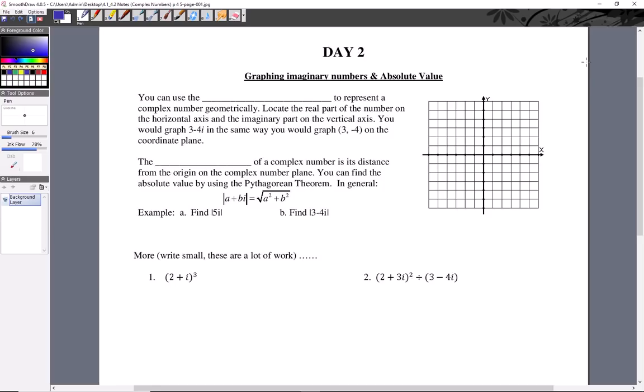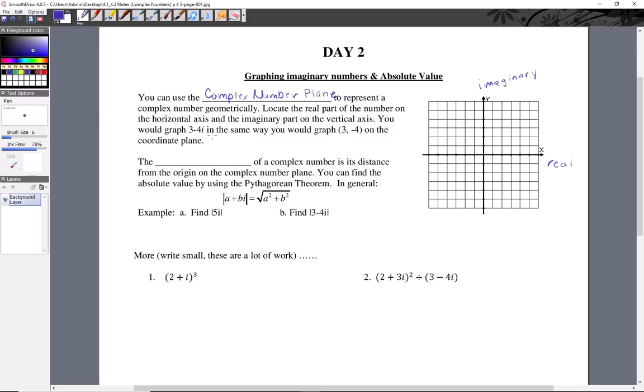So we're going to start out with graphing imaginary numbers and absolute value, and you can use what we call the complex number plane in order to represent a complex number geometrically. And we're going to really set up 2 axes. Your x-axis will be your real axis, and your y-axis will be your imaginary axis. And things are actually pretty easy to graph.